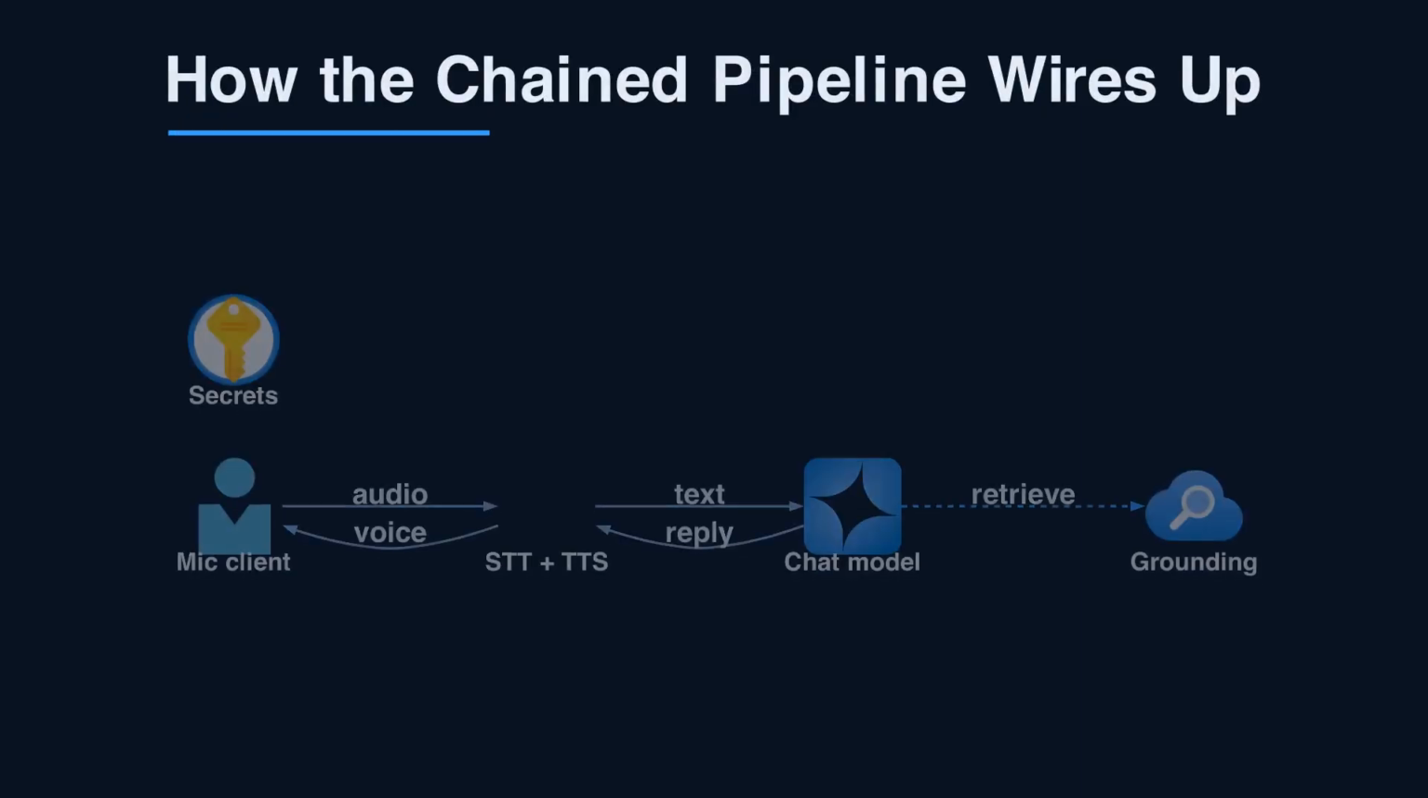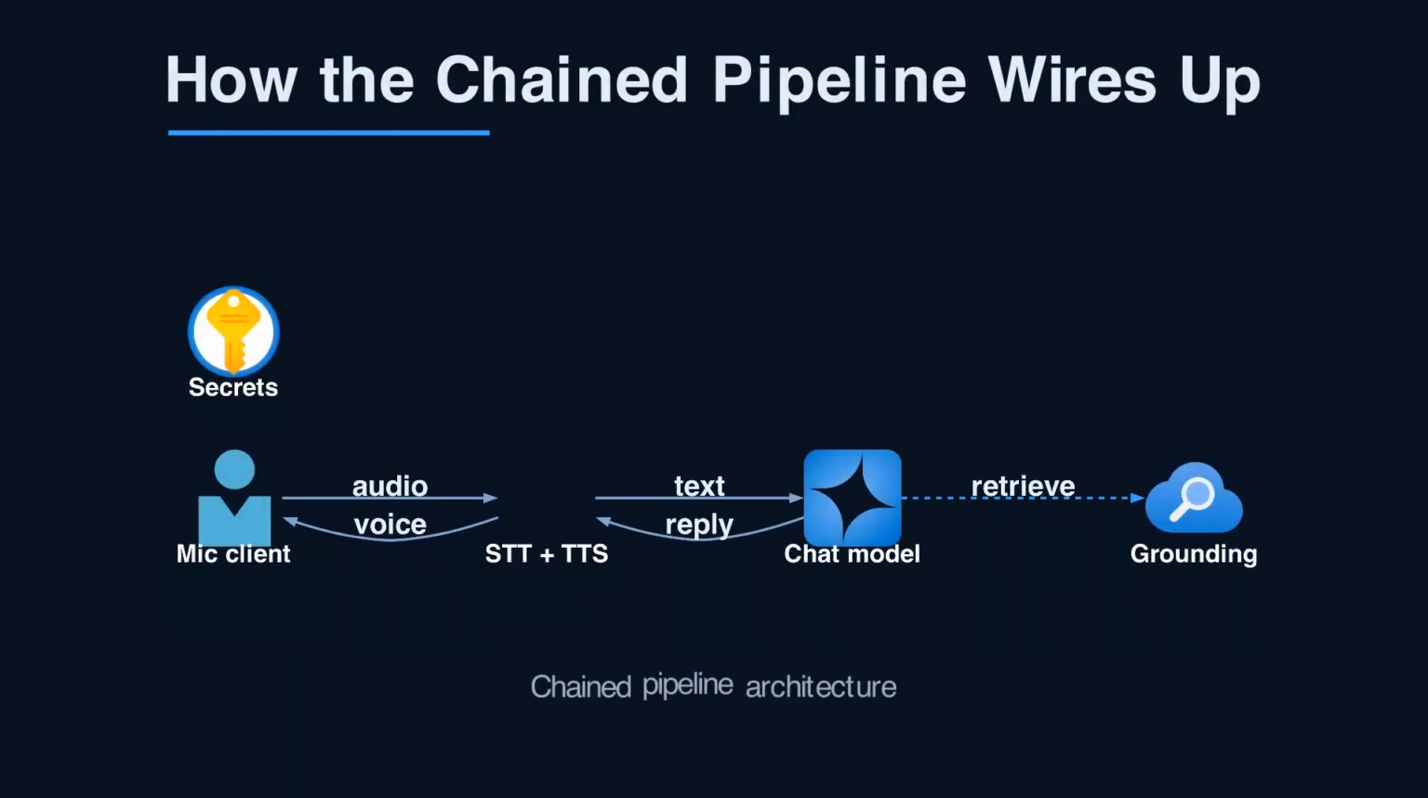Here's the chain design most teams start with. The client streams microphone audio to your Python service. Azure AI Speech returns recognized text, which you send to Azure OpenAI with your system prompt and any tools. The model's reply goes to Azure AI Speech neural text-to-speech, and you stream synthesized audio back.